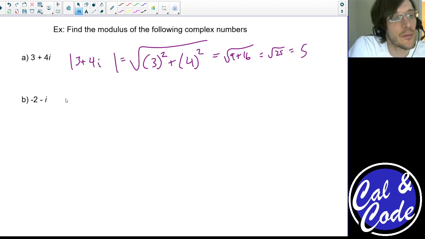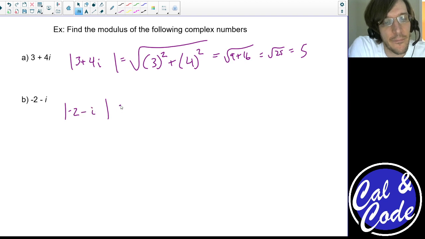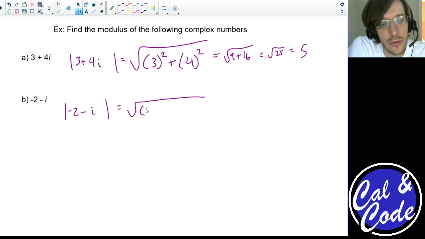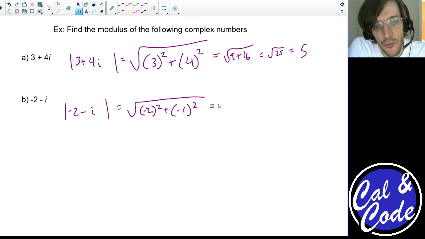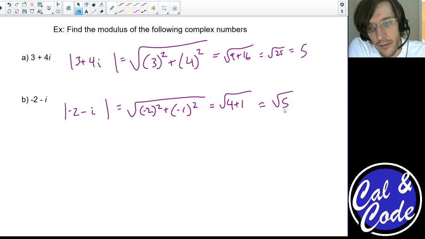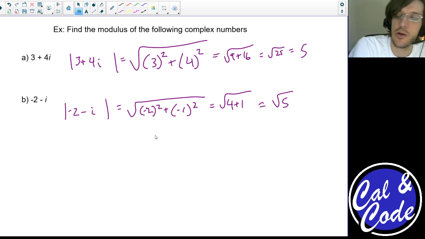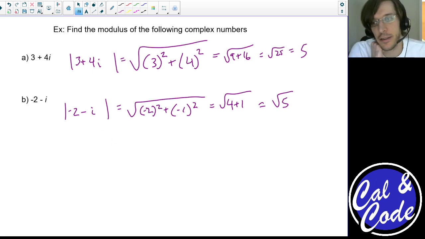Or what about this one? What is the modulus of negative 2 minus i? Well, my a here is negative 2, so negative 2 squared, plus my b is negative 1, so negative 1 squared. So the square root of 4 plus 1, which is the square root of 5. So my modulus is root 5. Okay, so this is pretty simple to calculate. It's really just doing the Pythagorean theorem.